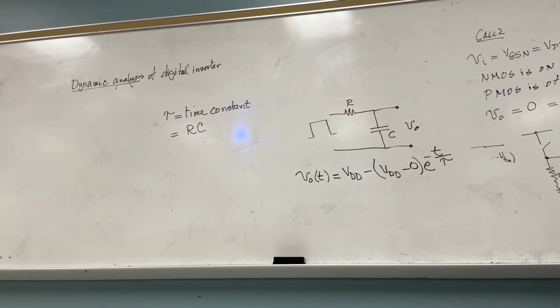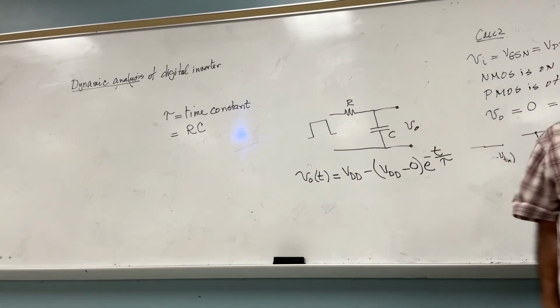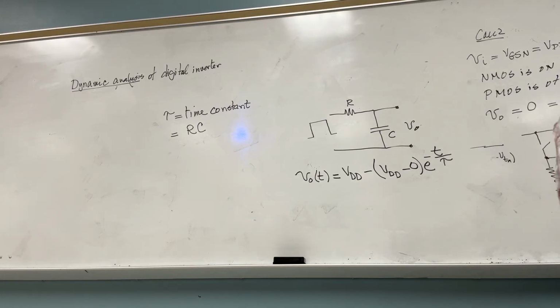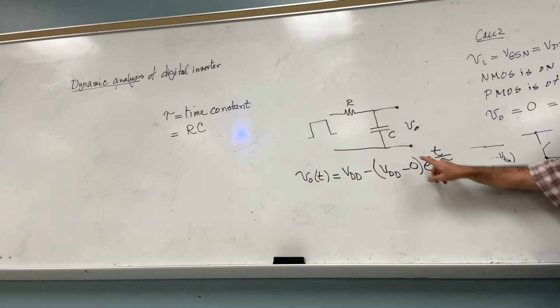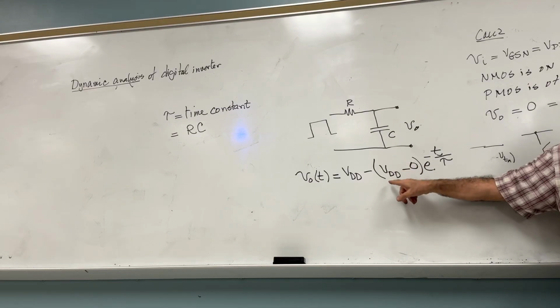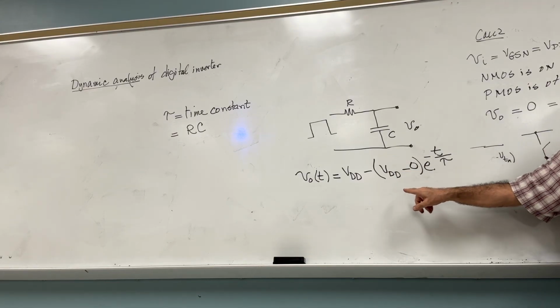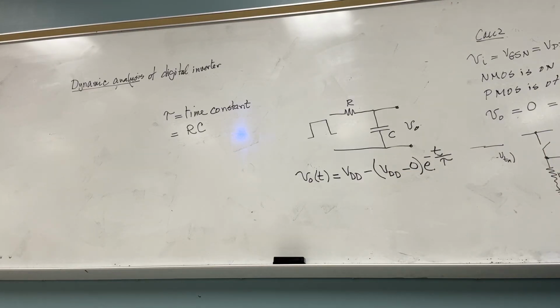What is this? V naught of t is the voltage at the capacitor at any time. At t equal to 0, plug in the equation. What do you get here? 1. What do you end up with? VDD minus VDD, which is equal to 0. At t to infinity, as t approaches infinity, which means after a long period of time.